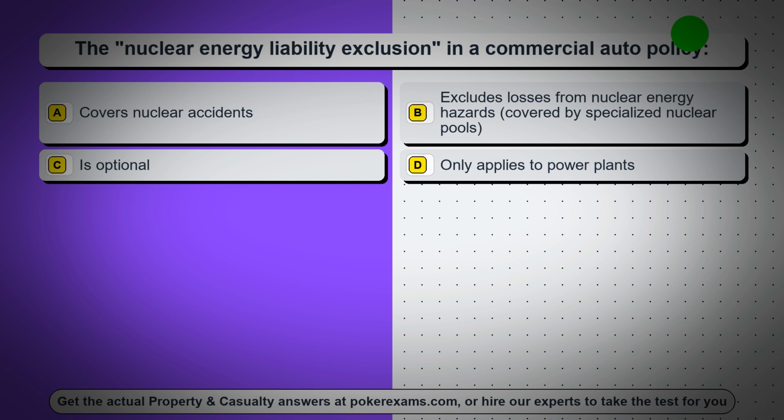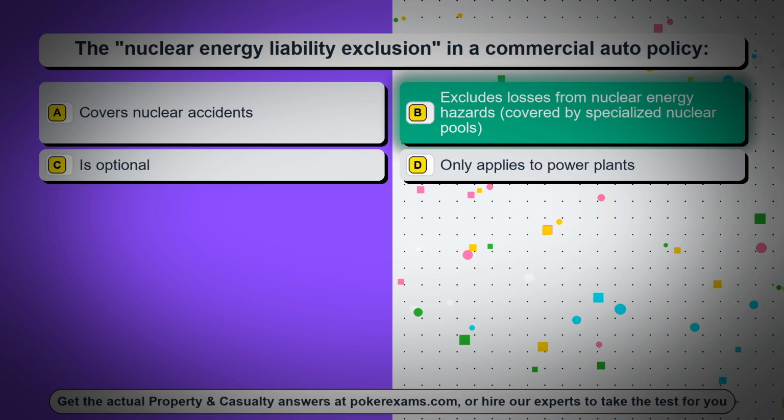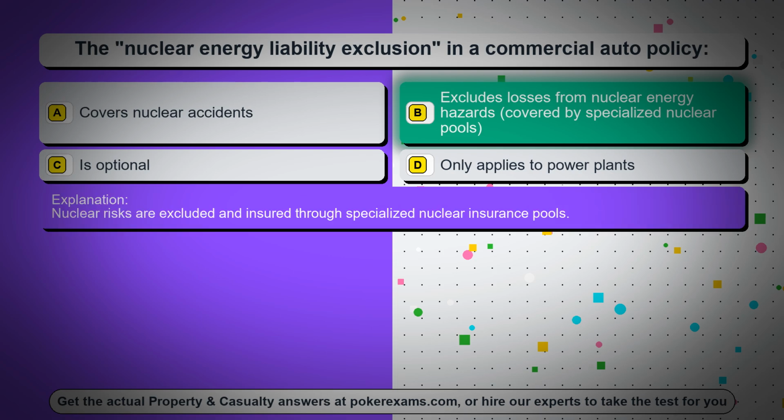Question 15. The nuclear energy liability exclusion in a commercial auto policy: Option A, covers nuclear accidents. Option B, excludes losses from nuclear energy hazards, covered by specialized nuclear pools. Option C, is optional. Option D, only applies to power plants. The correct answer is option B, excludes losses from nuclear energy hazards, covered by specialized nuclear pools. Nuclear risks are excluded and insured through specialized nuclear insurance pools.